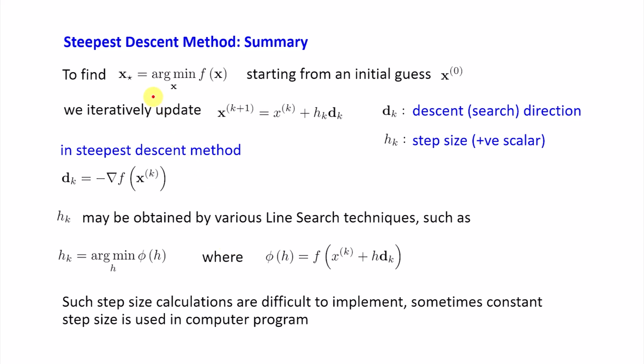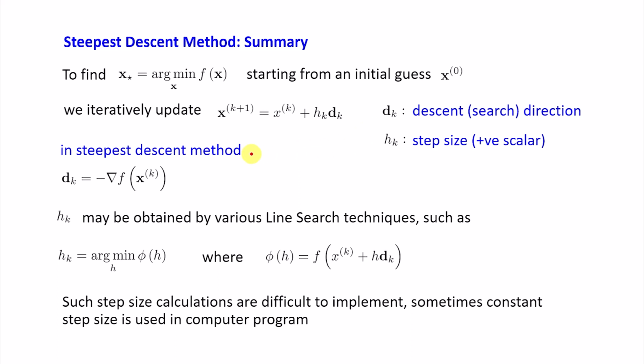Recall, our goal is to find this x star. X star is the value of x that will minimize this f(x). To get x star, we start from an initial guess x0, and then keep iteratively updating this guess. x at the (k+1)th iteration is equal to x at the kth iteration plus hk dk, where hk is the step size, which is a positive scalar, and dk is the descent direction, which is a vector.